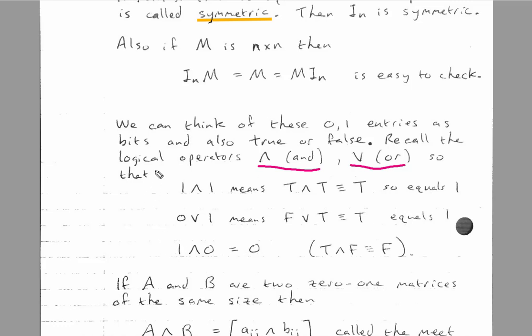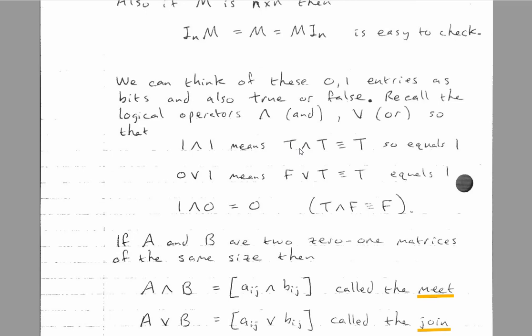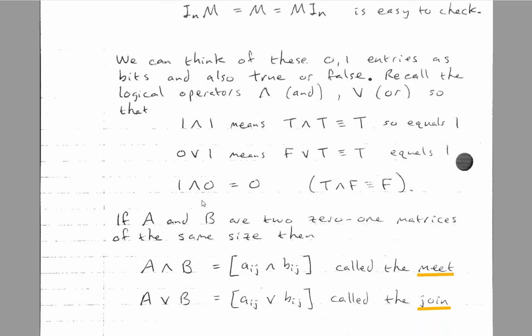Alright, so you remember those bitwise operations, or and and. Yeah, we're not using the exclusive or here. Okay, so this gives us another way to combine matrices that just contain zeros and ones.